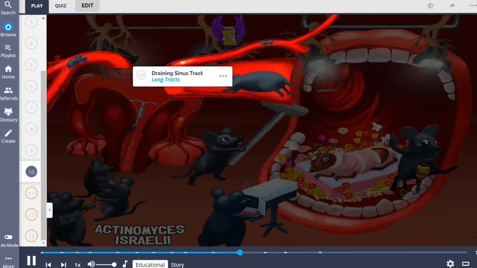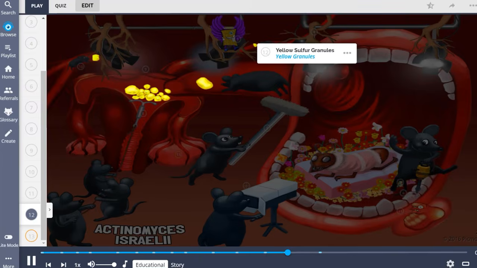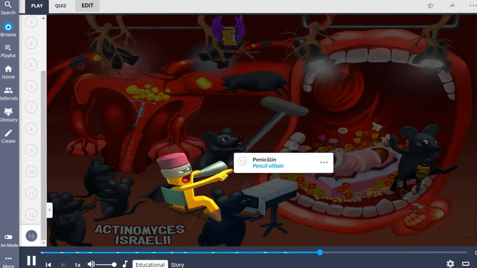Furthermore, these bacteria can cause draining sinus tracts of pus from the source of infection, illustrated by the long tracts that the mice are burrowing through. If untreated, these tracts can progress to facial abscesses, shown as the abscess guy in the face. On gross examination, this bacteria species can demonstrate characteristic yellow clumps of bacterial colonies that resemble yellow sulfur granules, depicted by the yellow granules. We treat Actinomyces israelii infections with a high dose of oral penicillin, the penicillin.